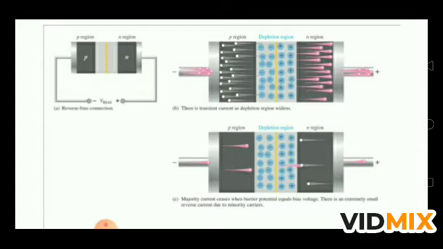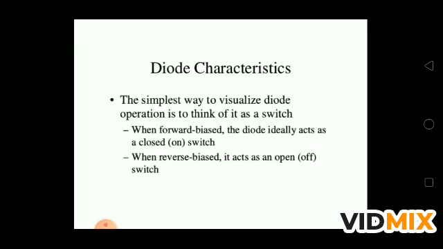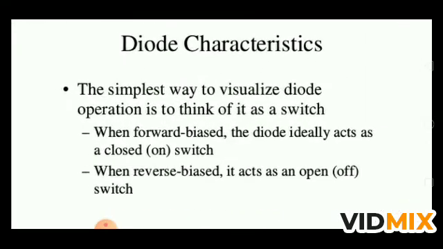Means majority carriers are moving opposite to the junction. Now what is the diode characteristic? The simplest way to visualize diode operation is to think of it as a switch.